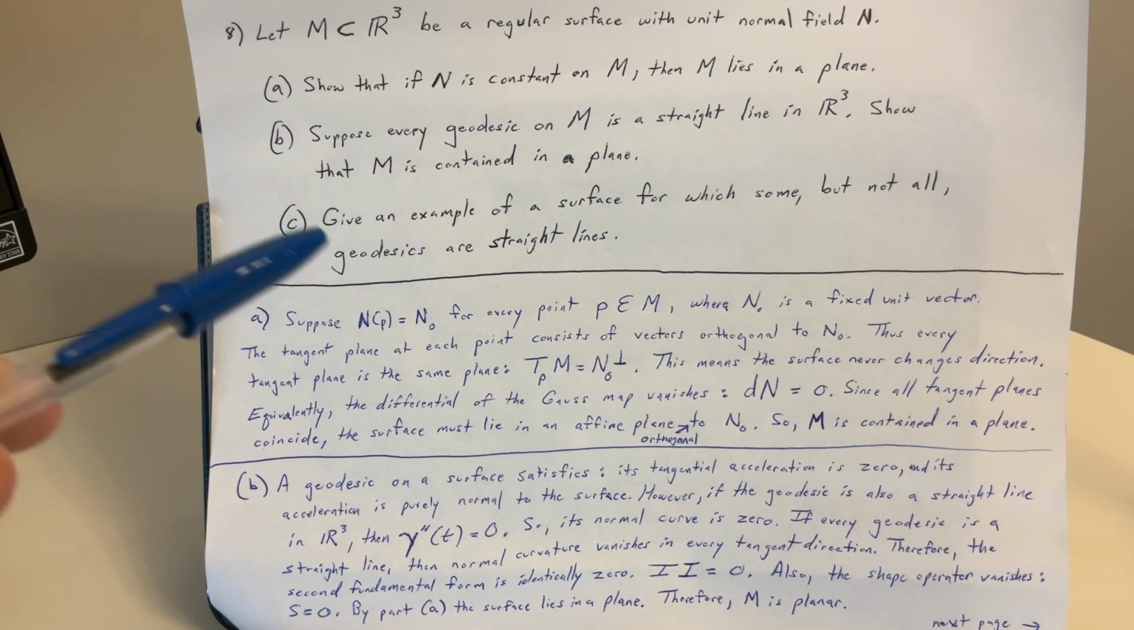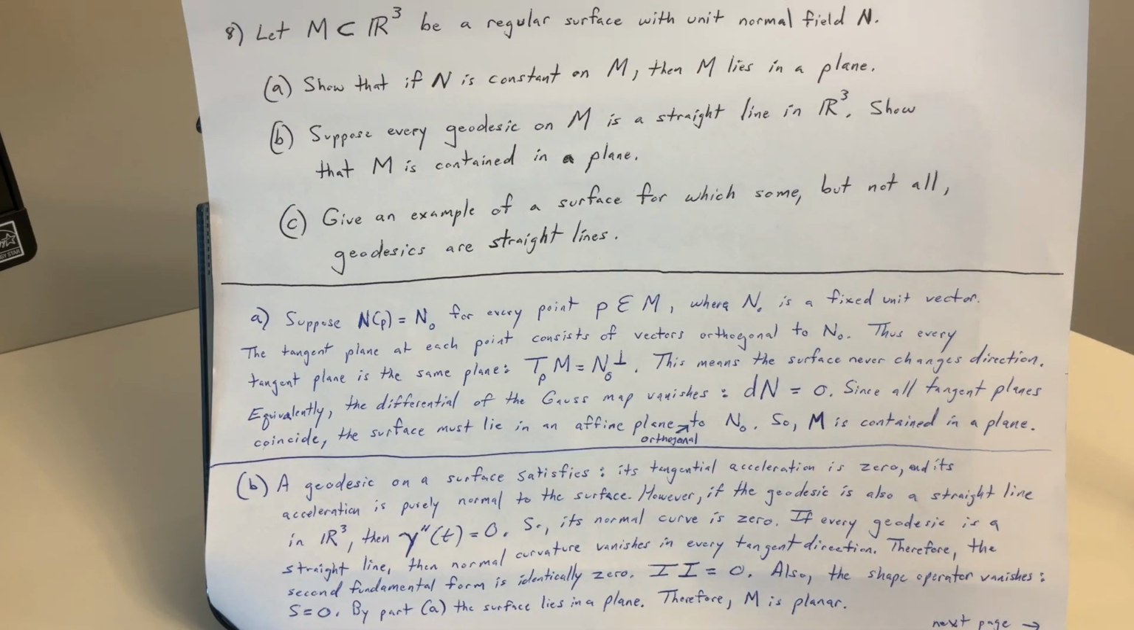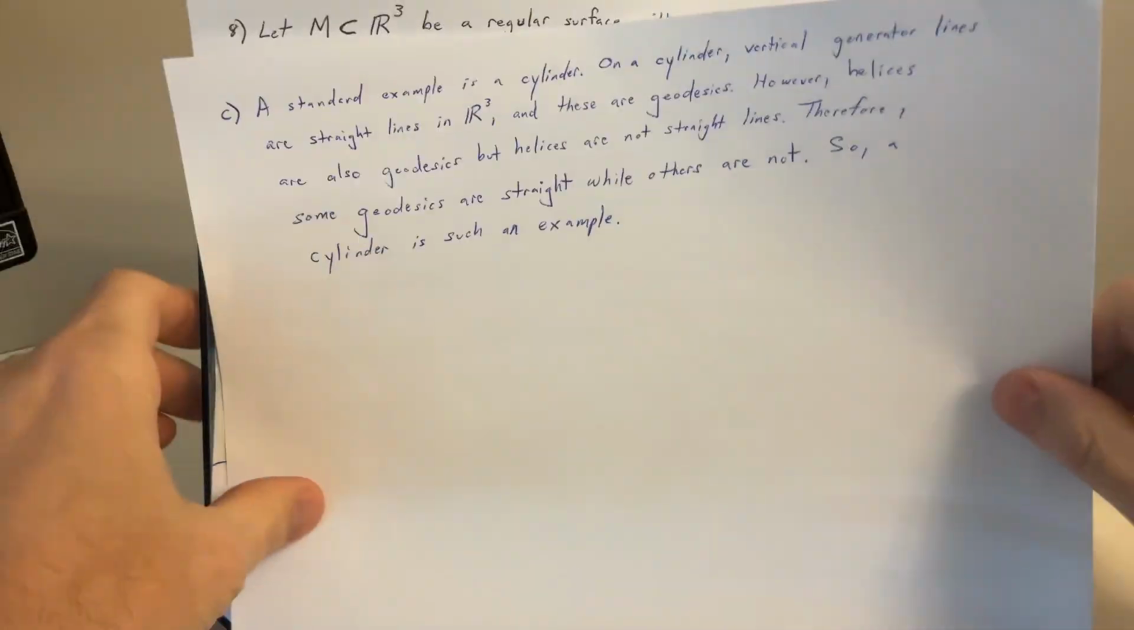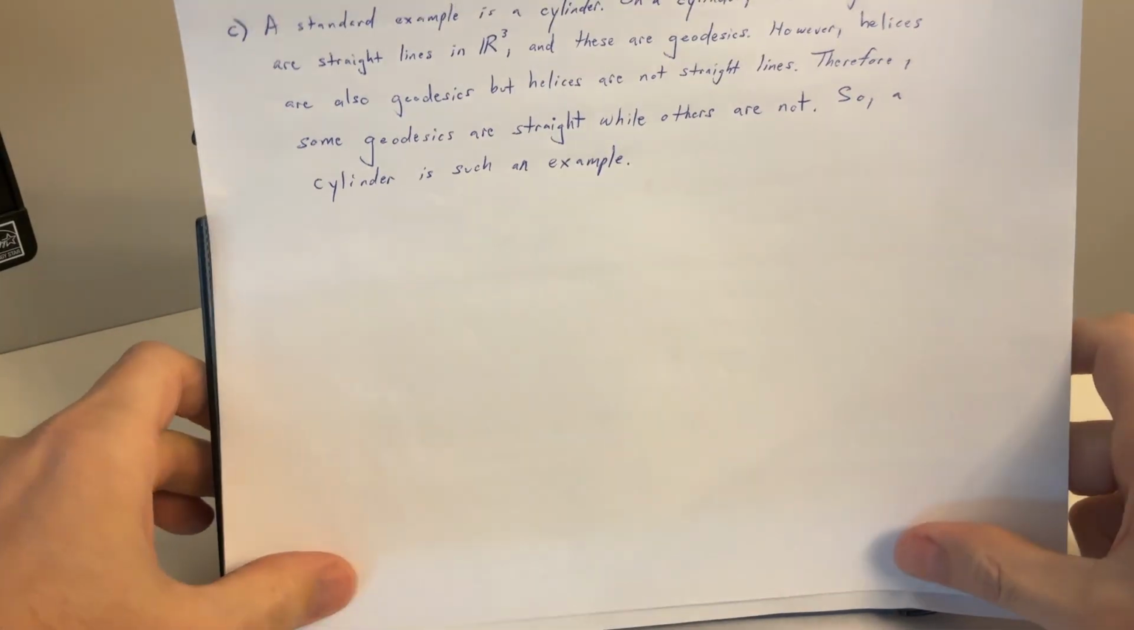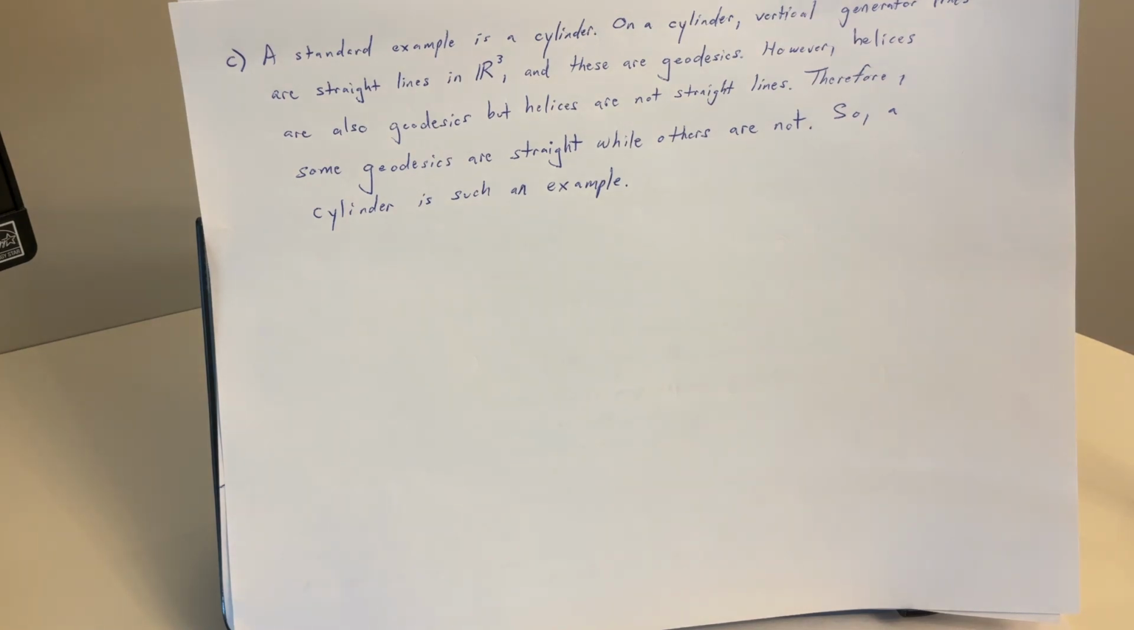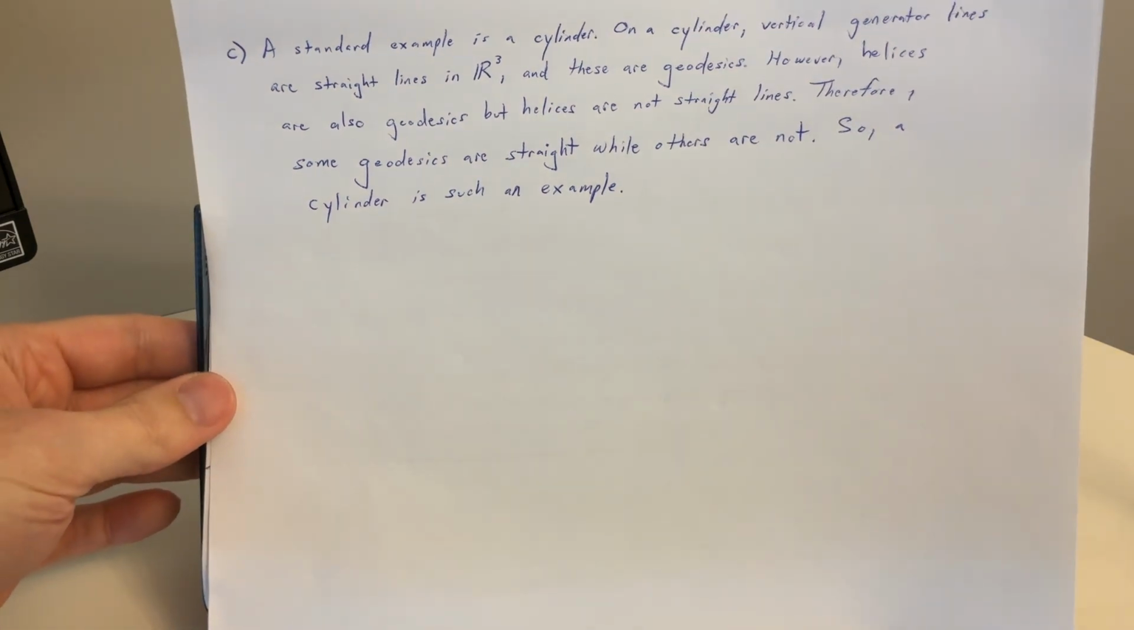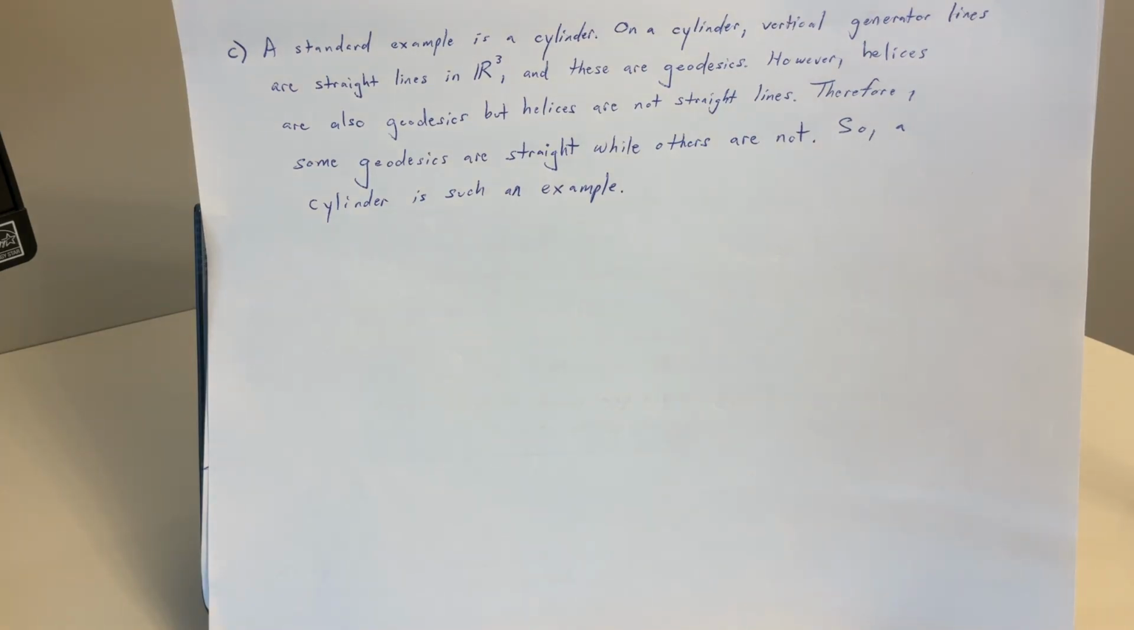And the last portion we have here: give an example of a surface for which some but not all geodesics are straight lines, and that is going to be a cylinder. So for part C, let's see if this holds up. A standard example is a cylinder. On a cylinder, vertical generator lines are straight lines in R3, and these are geodesics. However, helices are also geodesics, but helices are not straight lines. Therefore, some geodesics are straight, while others are not. So a cylinder is such an example. And that's it for this.